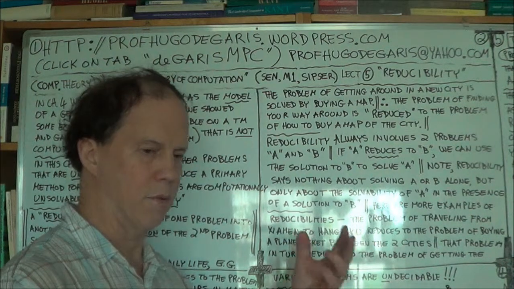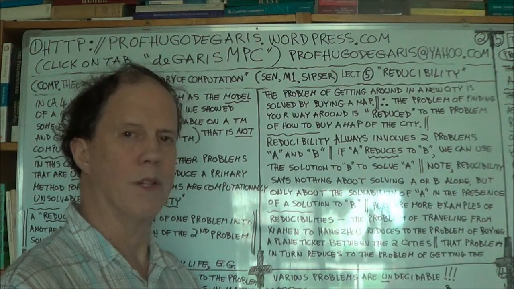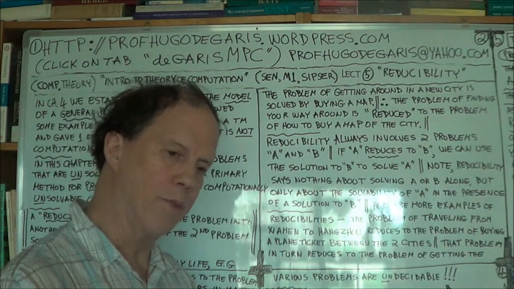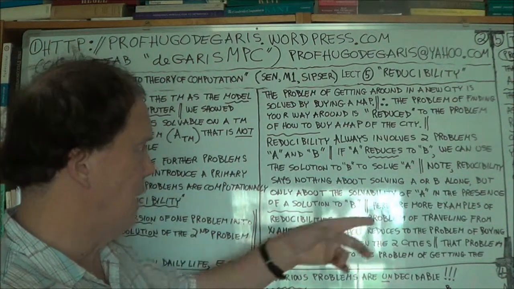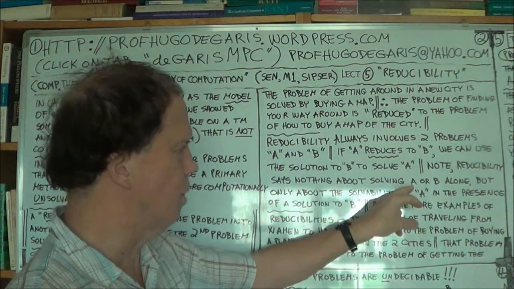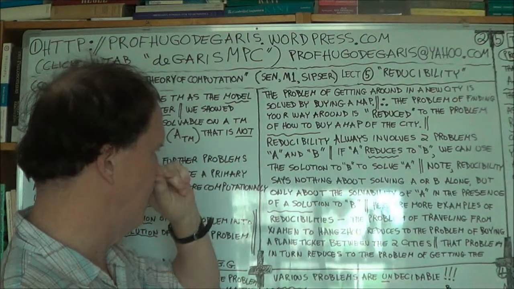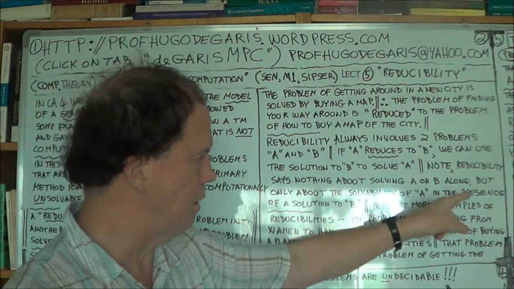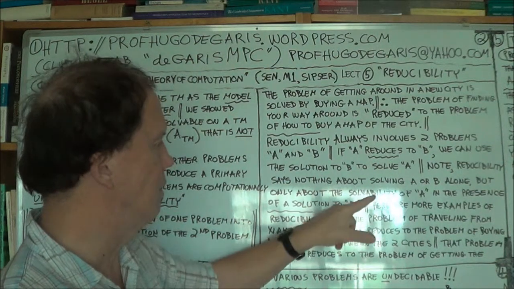And so to reduce problem A to problem B, you already have knowledge of how to solve problem B, and that'll help you solve problem A. Okay? Now reducibility is not concerned with how to solve A or B individually, separately. It's about how the solvability of A depends on the solution to B. Hope that's clear.